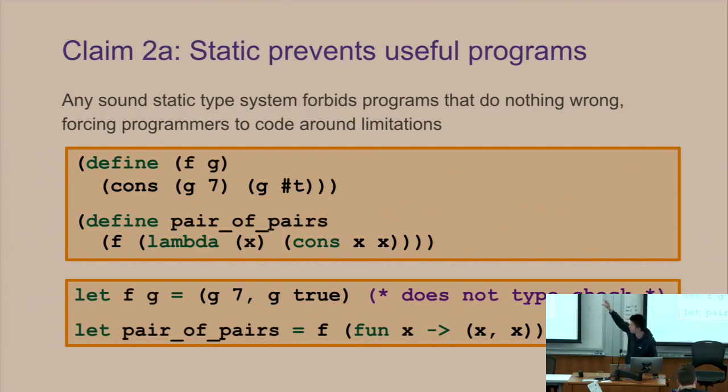If you run the Racket code, it gives you a list in which the first element is a pair of 7, 7, and the second pair is true, true. This is definitely possible. But in the OCaml world, this does not type check. You will never actually run it. It's very sad. So in a static world, you don't have that many features.